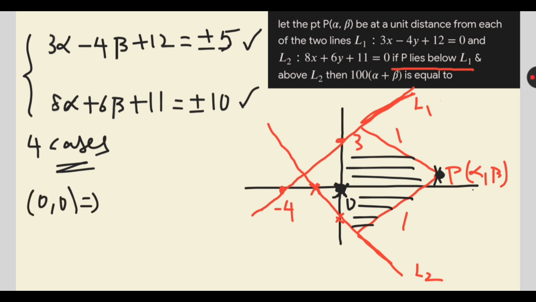then the first equation is going to be 3 times 0, which is 0, minus 4 times 0, which is 0, plus 12. That is equal to 0. That means we are getting plus 12. That means we are getting positive.